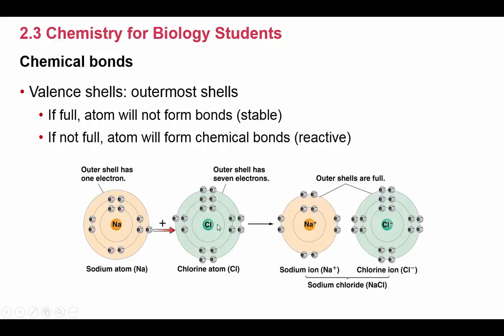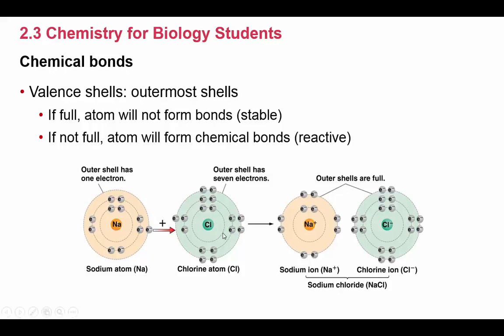Look at chlorine. Chlorine by itself has 2 in the first shell, which makes it complete, 8 in the second shell, which makes it complete. But when you look in the outermost shell, it only has 7. Now again, remember the magic number here is 8. So if sodium only has 1 in its outermost shell, chlorine only has 7 in the outermost shell, both of these atoms are reactive because they're looking to get those magic numbers.